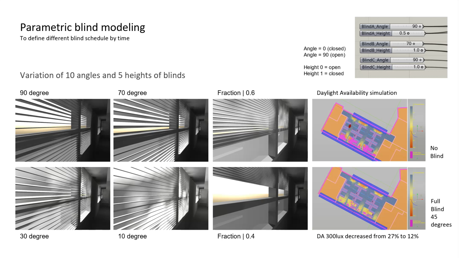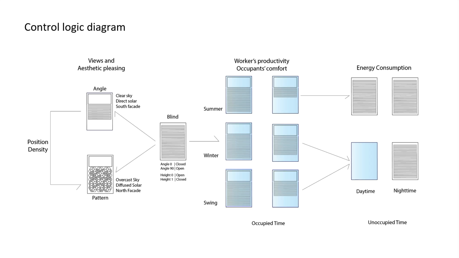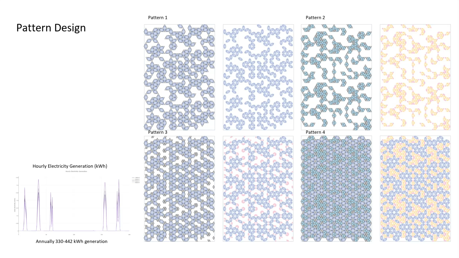In that case, we can also use Diva. This is the shading strategy we did, and we also tested a couple of different options for different geometry.